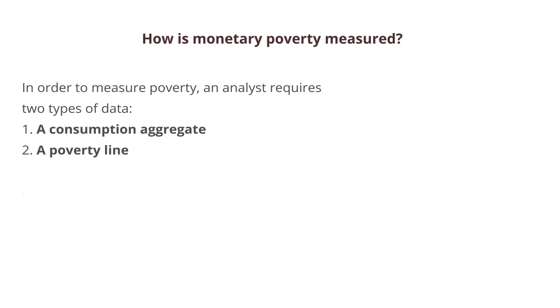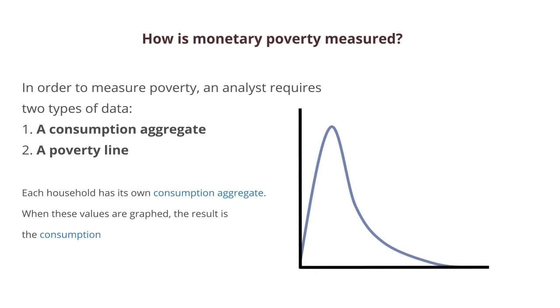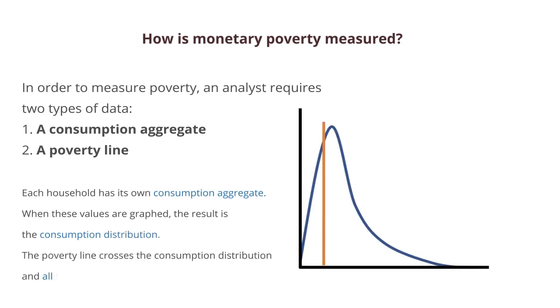I should note that not all countries use consumption. Some use income instead, and in the Pacific, Fiji uses income. The process is the same, you're just using a different underlying measure. Each household has its own consumption aggregate. When these values are graphed, the result is the consumption distribution. The poverty line crosses the consumption distribution, and all those households living below the poverty line are considered poor. The World Bank recommends a cost of basic needs poverty line, which is based on a basket of food actually consumed by poor people, rather than an idealized basket based on nutritional requirements.